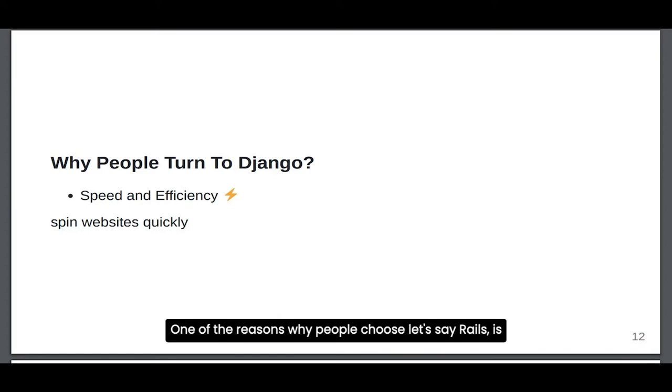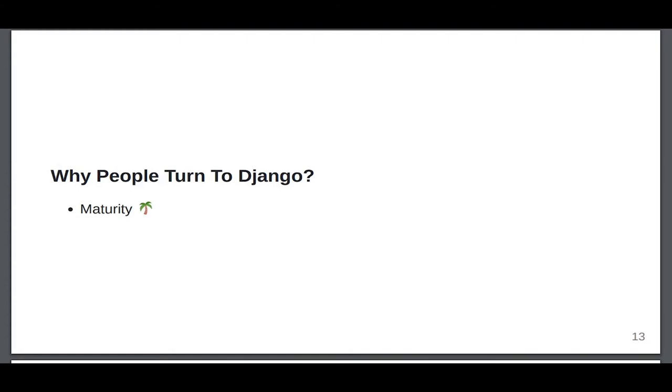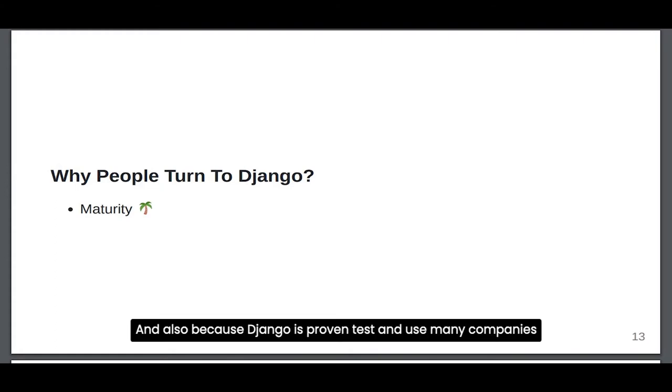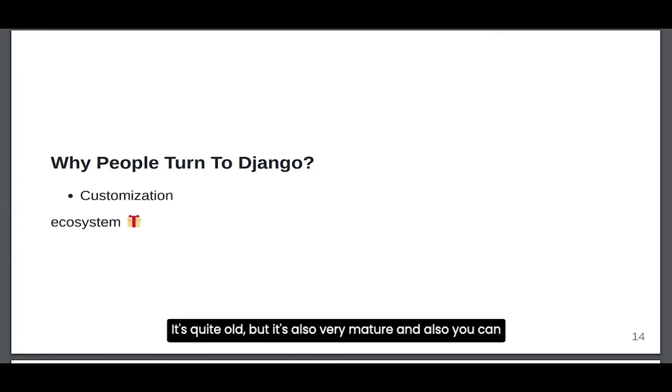One of the reasons why people choose Rails is that Rails lets you get started very quickly. You can set up things very quickly. Your models, your structure and everything, you just have to start coding, and Django is a bit like that. And also because Django is proven, tested, used by many companies to power many applications, it's quite old, but it's also very mature. And also you can customize Django according to your taste.